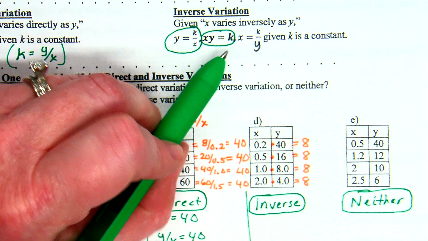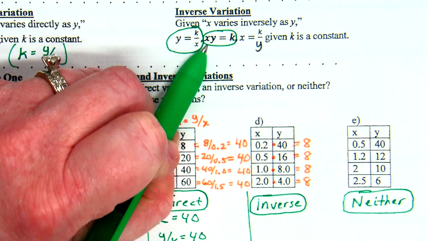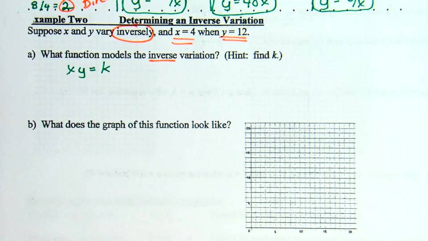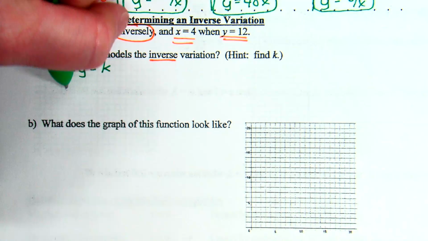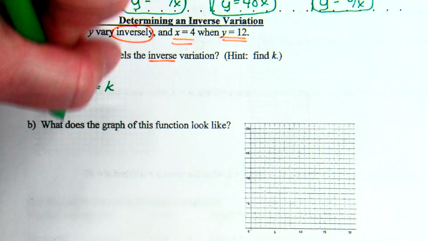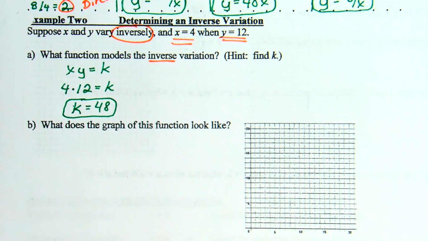Okay, so if you go back up top and look at inverse variation, I hate to slide the paper around, but I'm going to. What's it say up here for inverse variation? How do we find k? X times y. So, how do I find k down here? X times y. Did they give me an x and y value? Certainly did. So 4 times 12 equals k. 4 times 12 is 48. So this tells me that k is 48.